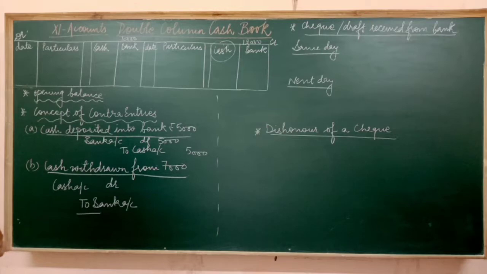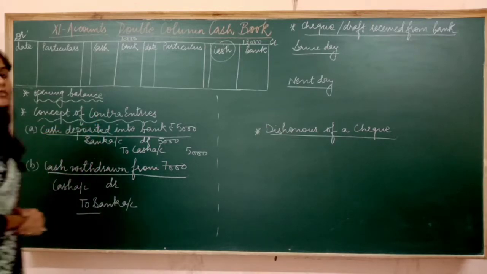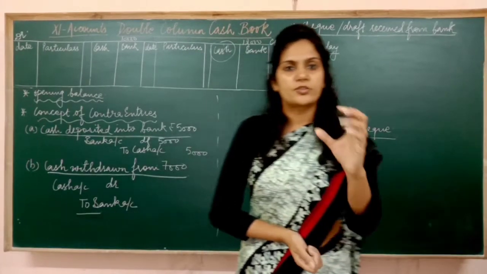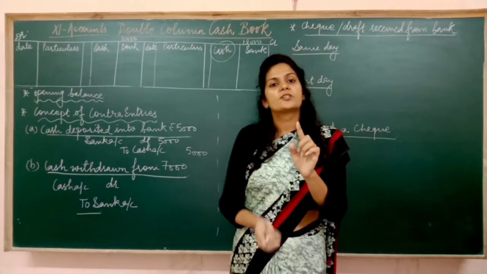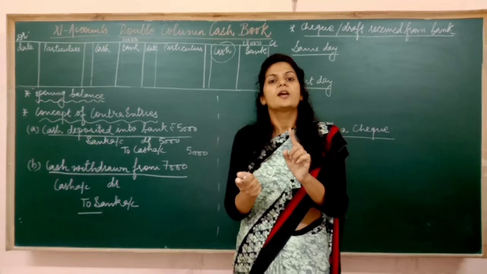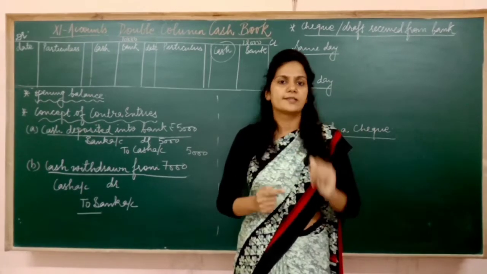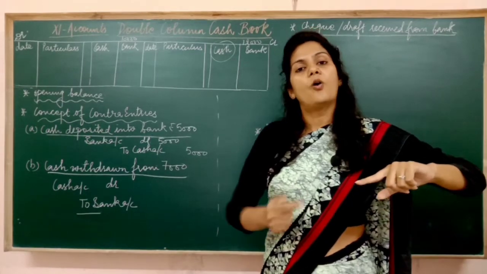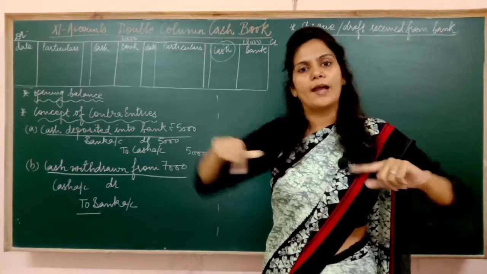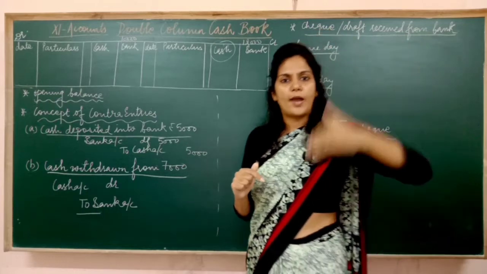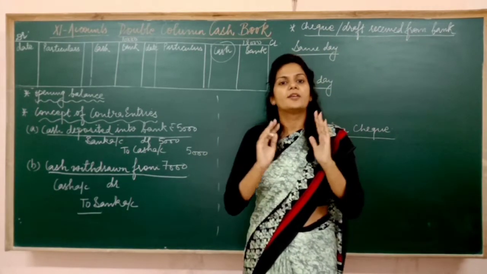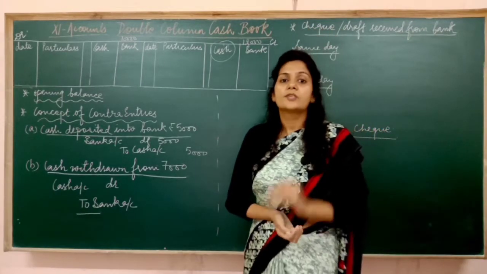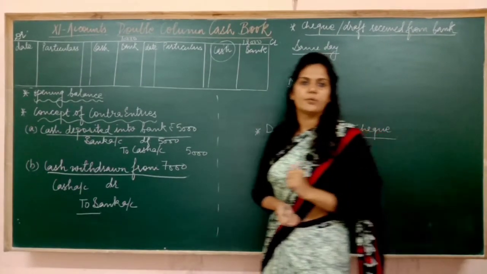Next is the concept of contra entries. You know the meaning of this word, contra entries. Contra entries means the transaction or the entry in which the word bank and the word cash both are there at the same time. Means either bank is debited, cash is credited, or cash is debited, bank is credited. So if cash and bank, both, are involved in a transaction, then such transactions are known as contra entries. Now see how to post them. Posting is very important.